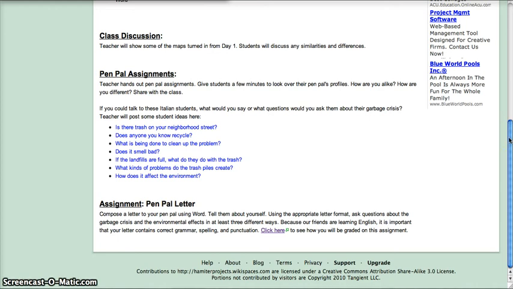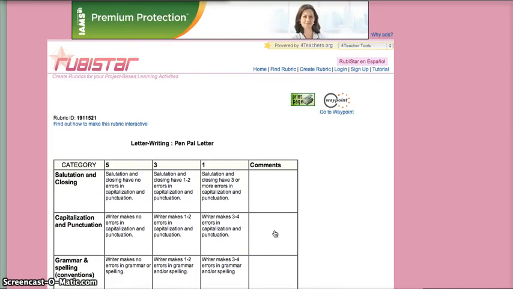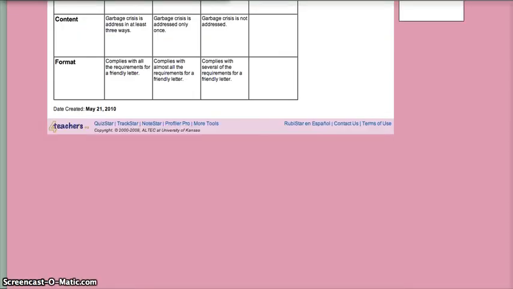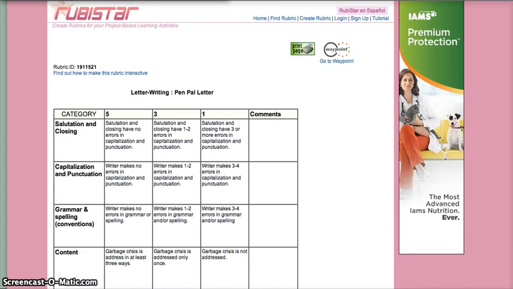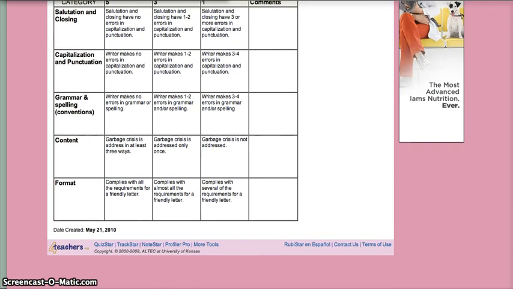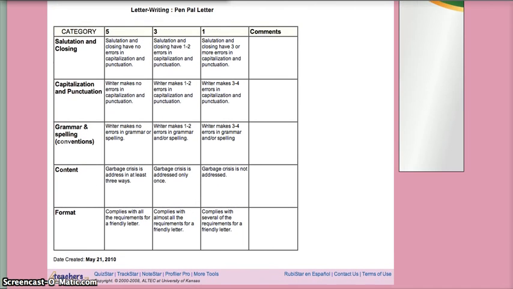They're going to need to know the appropriate letter format. They're going to need to talk to them about the Italian crisis there, about recycling, about environmental things. And because they are just learning English there, it's important that our letters contain the correct grammar, the spelling, the punctuation. So this is going to be a graded assignment for them. And once again, I've built a rubric for that. They're going to need to include all of the parts of the letter, the capitalization, the grammar, the content, the format. All of those things will be graded.